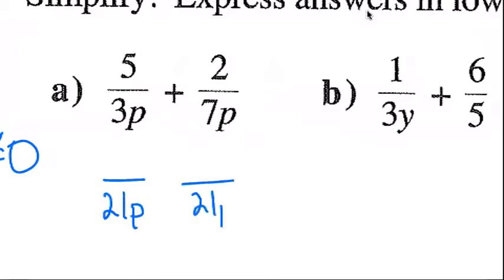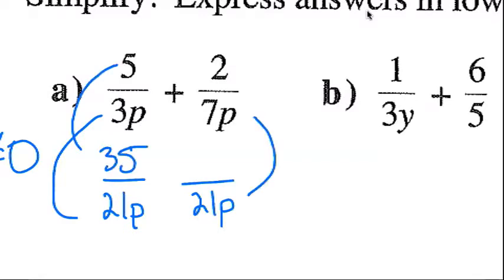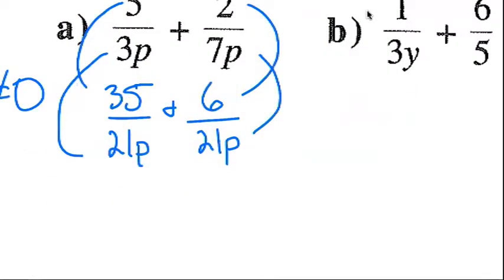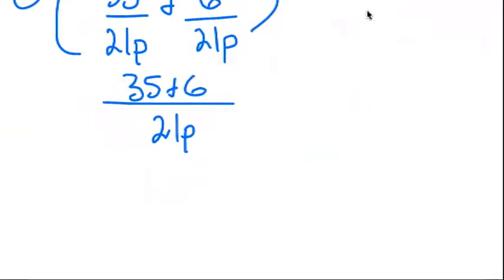21P. They both have P already. This one doesn't have a 7. This one doesn't have a 3. So I'm going to multiply them accordingly. I multiplied 3 by 7 to get to 21, so 7 by 5 is 35. I multiply 7 by 3 to get to 21, 2 times 3 is 6. They're on the same denominator now, 21P. And I go 35 plus 6. 35 plus 6 is 41 over 21P.